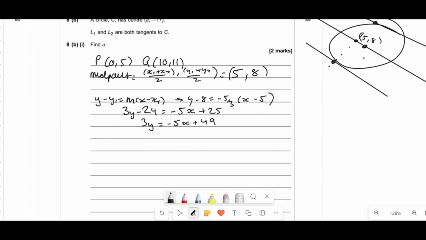Now they've told you that the circle has a center a, minus 17. This line that we just worked out will go straight through the center, so the y here has to come out from this equation. So if 3y equals all of this, then 3 times this should equal this whole thing. So 3 times minus 17 is minus 51. So minus 51 should equal minus 5x plus 49 if it sits on that line, and that x will be the x coordinate that makes minus 17. So minus 51 minus 49 is minus 100. So minus 100 equals minus 5x, so x equals 20, which is the a coordinate, so a is 20.